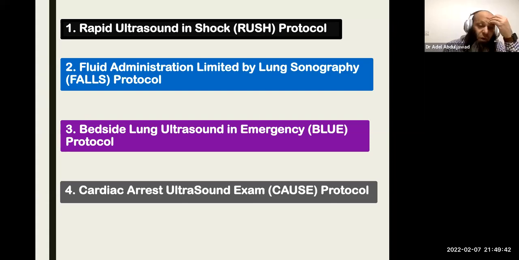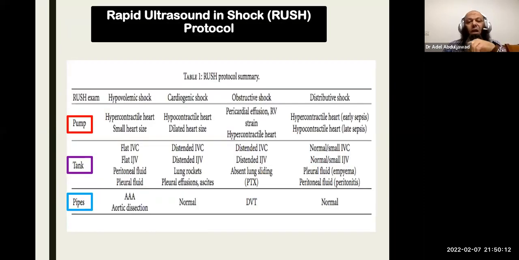And we will end up with the fourth protocol, which is the CASA protocol, which stands for what? Cardiac arrest ultrasound exam. This is during CPR, because when you face a patient during CPR, you want to know why he is arresting, what's the cause of arrest. So point-of-care ultrasound can help a lot to delineate the underlying cause of cardiac arrest, not only the shock. So now you have 4 common protocols: RUSH protocol, FALS protocol, PLAPS protocol, and CASA protocol. Let's move to a reminder for each of these protocols.